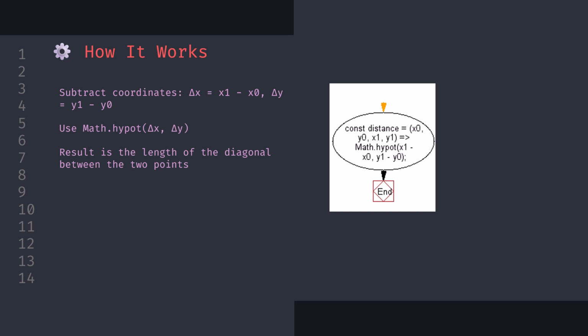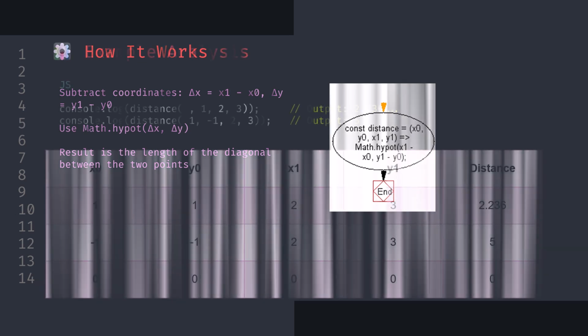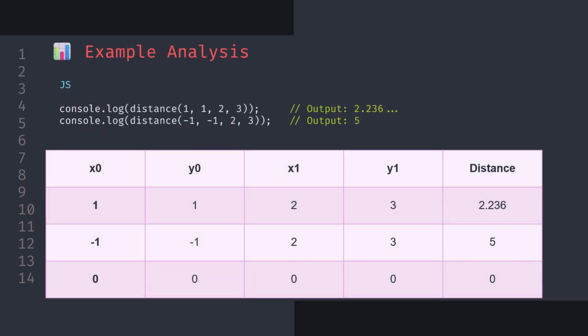Let's explore some examples. We've tested the function with 3 examples. The first two confirm the formula's reliability with positive and negative coordinates. And if both points are the same, the result is simply 0. It works exactly as expected every time.